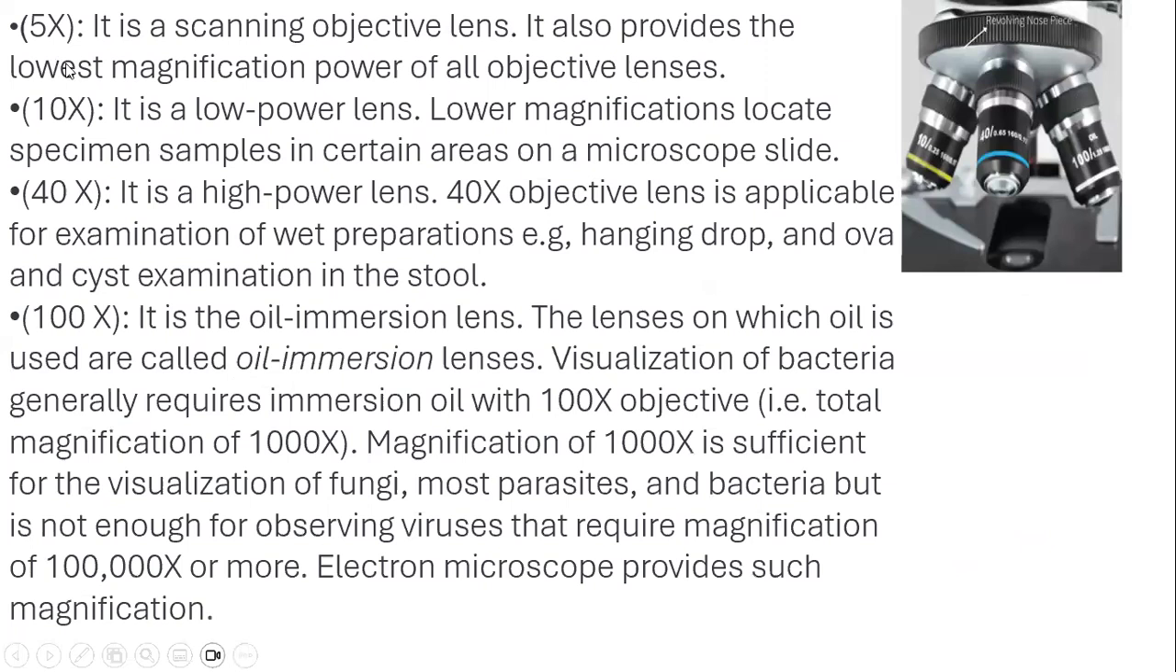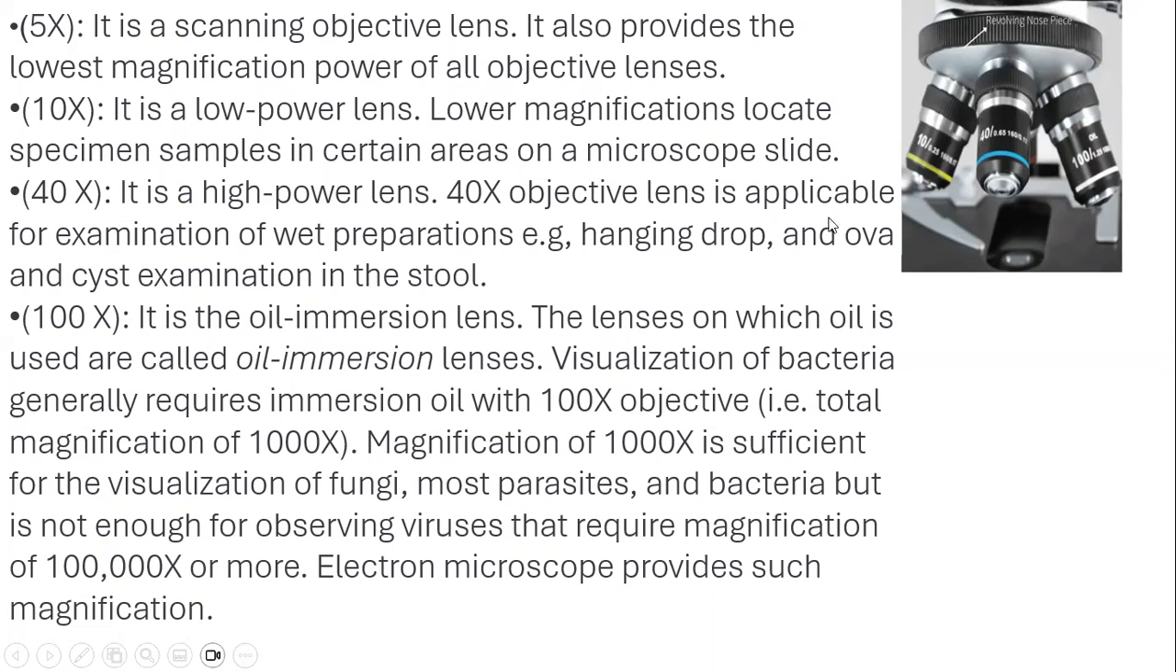There are basically 4 different magnifications of the objective lenses attached to the revolving nosepiece. 5x is a scanning objective lens, and it provides the lowest magnification power of all. Using this, you can scan your slide to find areas where cells will be present. Then there is the 10x magnification. It is a low power lens, and the lower magnification also helps in locating the samples in the areas of the microscopic slide. Then 40x is a high power lens.